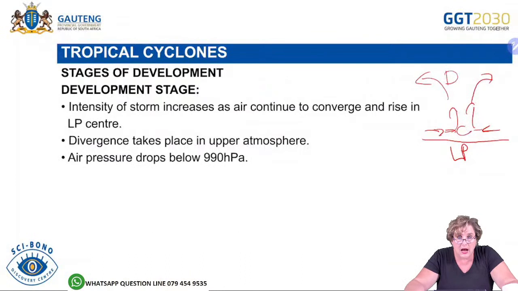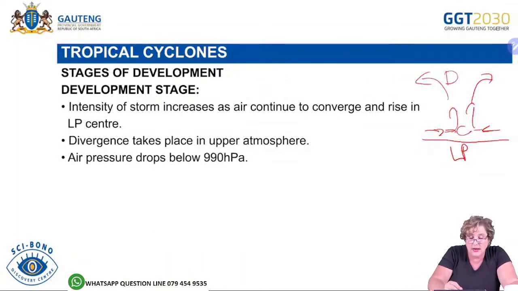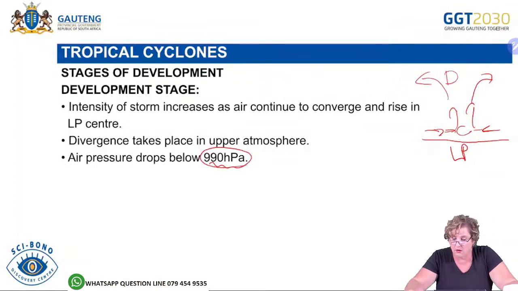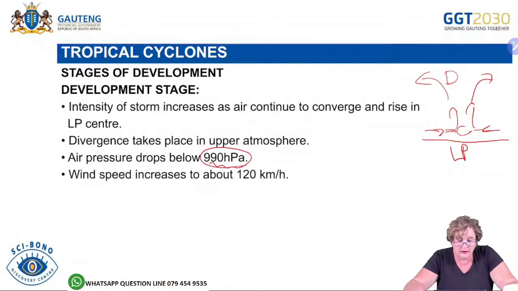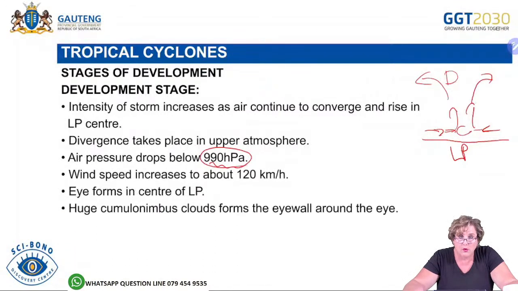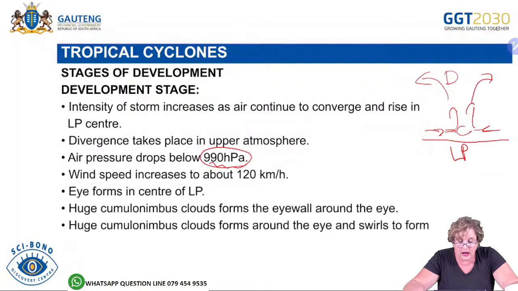The air pressure now is going to start dropping below 990 hectopascal. Wind increases to 120 kilometers per hour, and the eye forms in the center of the low pressure, like the video explained to us. Now, because of this rising of air, we have huge cumulonimbus clouds which form the eye wall around the eye. The air swirls to form a vortex. In the middle is the vortex.